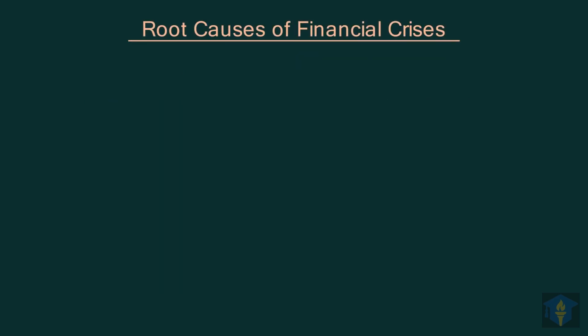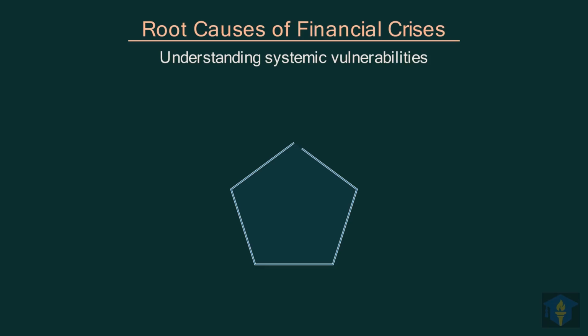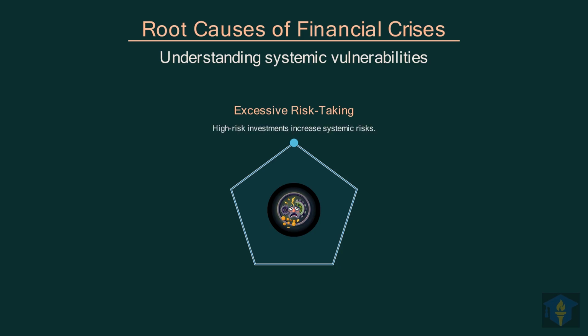Let's explore the fundamental root causes that often lead to financial crises, understanding their systemic vulnerabilities. Understanding these systemic vulnerabilities is crucial for preventing future economic downturns and maintaining financial stability. One primary cause is excessive risk-taking, where financial institutions engage in overly speculative and dangerous investments. These high-risk investments significantly increase systemic risks, making the entire financial system more fragile and prone to collapse.